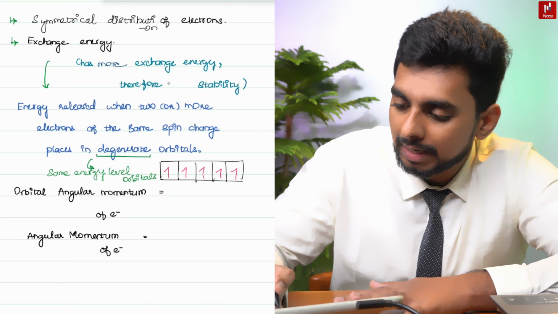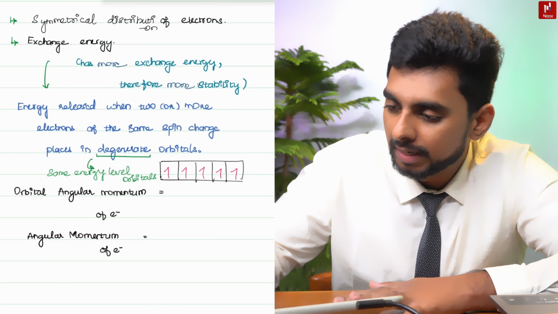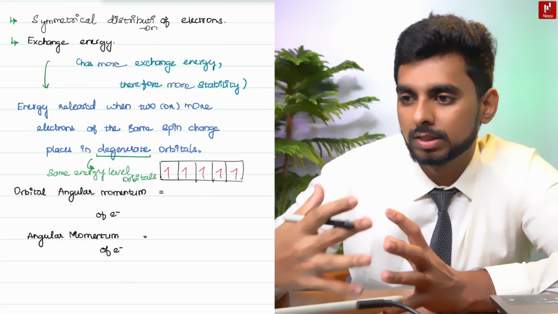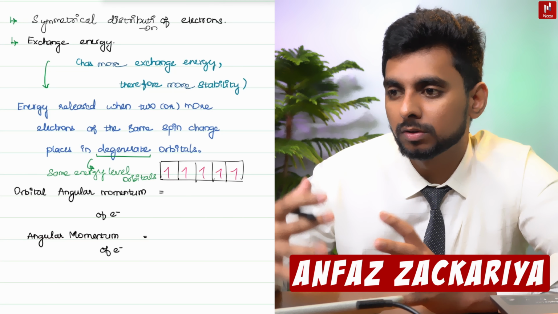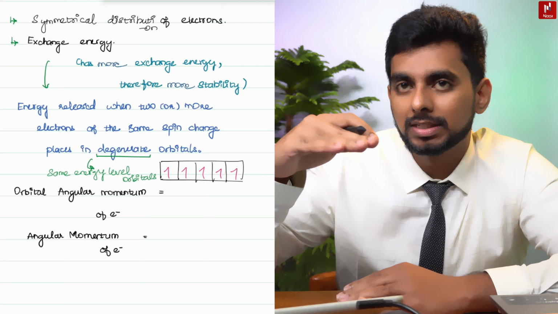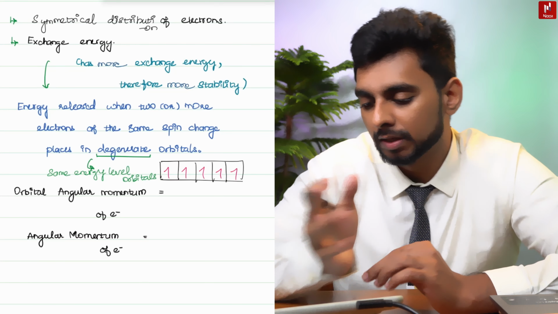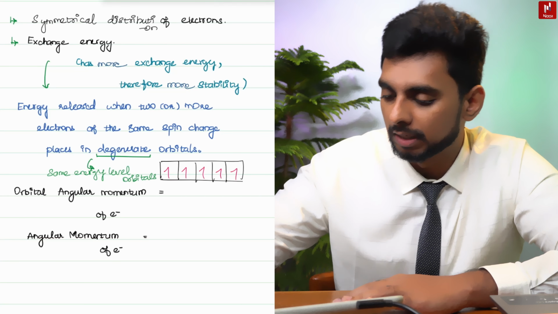Here the exchange energy is actually the release of energy, right? So if the atom is able to release more energy, then the stability will be more, because if it has released energy, then the energy of that atom will decrease, right? You should get this understanding and the logic that I'm telling you.